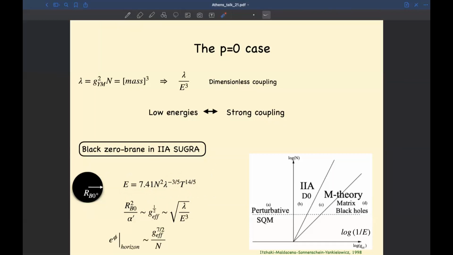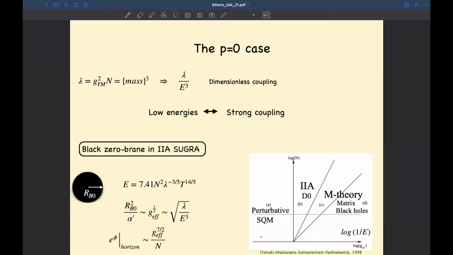In addition, the radius of this black zero brane is proportional to 1 over the curvature, and demanding that this curvature be small means that one demands the effective coupling to be large. But at the same time, one has to ensure that the dilaton at the horizon does not become big. So in order to have a valid type IIA D0 geometry, one has to take the limit where N goes much faster than the effective coupling.